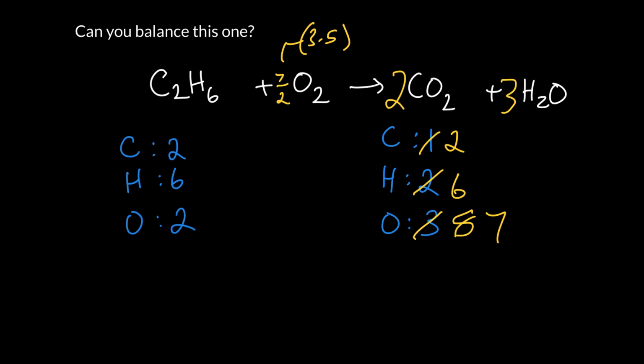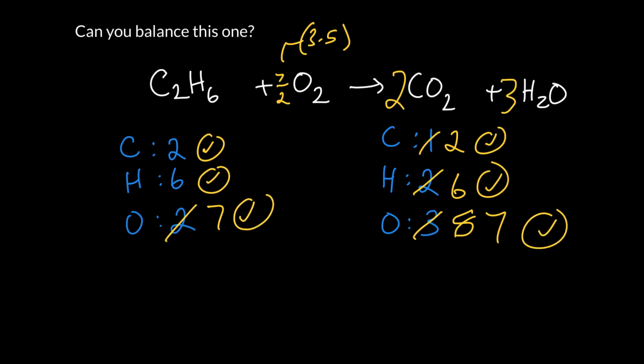And why does that do it? Well, if you take 3.5 times 2, you get 7, or if you prefer 7 over 2 times 2, the 2's cancel and leave you with 7. So at this point, we've got a balanced equation. We've got 2 carbons, 6 hydrogens, and 7 oxygens, so everything is fine.